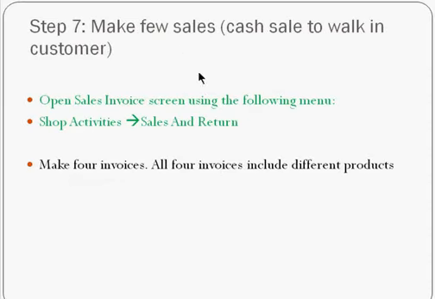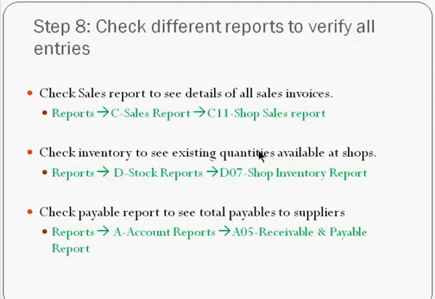We made a few sales by shop activities and sale and return, which opened up the sales screen. We made 4 invoices with different products. And finally, we checked the reports. We checked the sale reports, C sale report and C11, and had a view of all the reports. We then again checked the inventory reports, D stock reports, and D07 shop inventory reports. Finally, we checked the payable reports through reports, A account reports and A05 receivable and payable report.